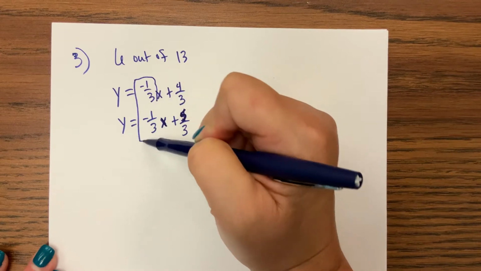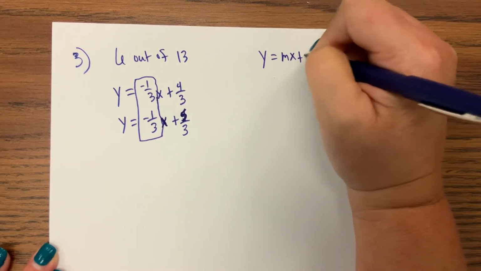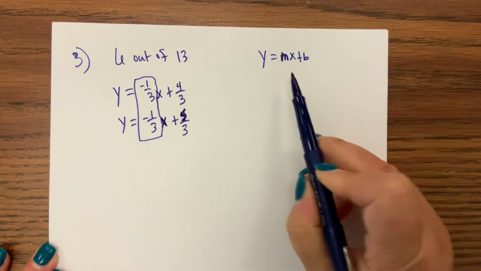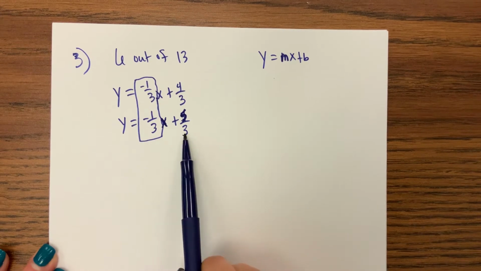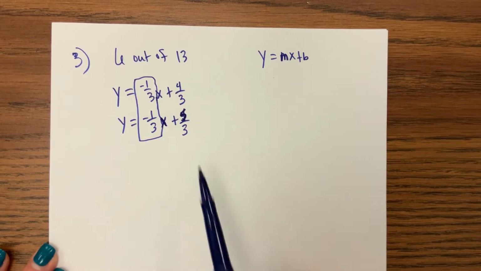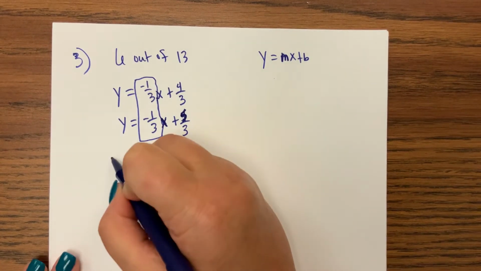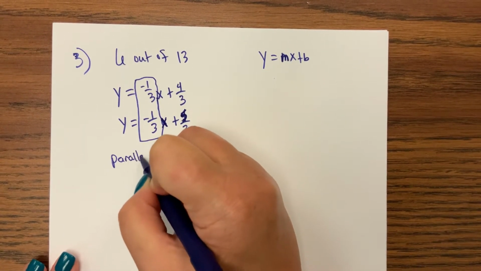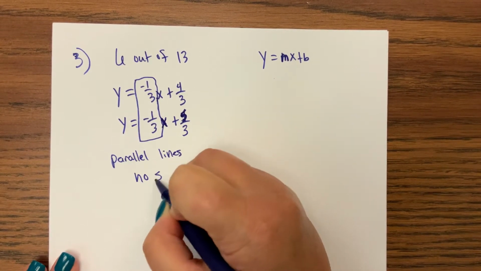These are in slope-intercept form. So remember slope-intercept form, y equals mx plus b. Whatever's where m is, that's the slope. So if your slopes are the same, but your y-intercepts are different, that's why I had to change that one to a 5, because those have to be different, then that means these are parallel lines. If you were to graph them, they would be parallel lines, which would mean they would never cross.